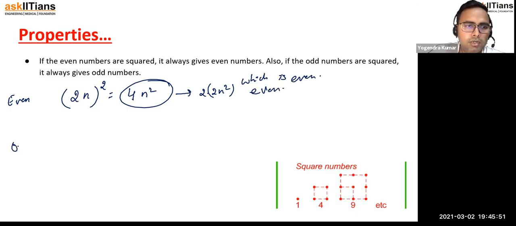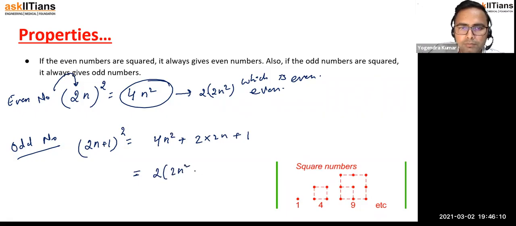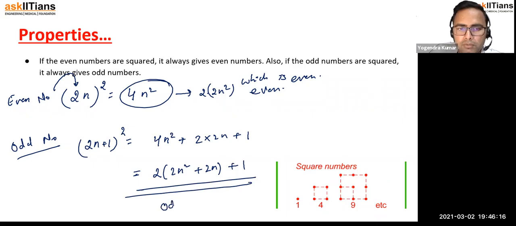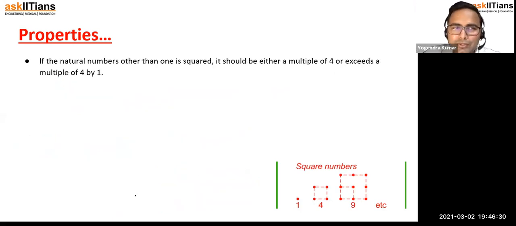Right? Now an odd number. An odd number will be of the 2n plus 1 format. When you square that, what do we get? 4n square plus 2 into 2n plus 1. So what are we getting? 2 times (2n square plus 2n) plus 1. So are we getting the odd format only or not? Odd number. I hope you got it. It is again an odd number it is generating. This property you can remember like this. Okay, let's go to the next property.